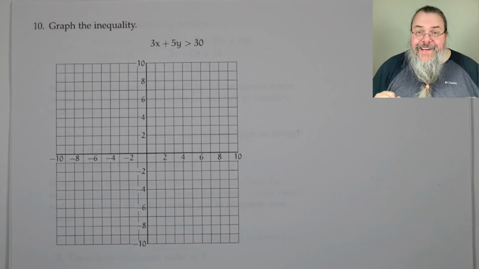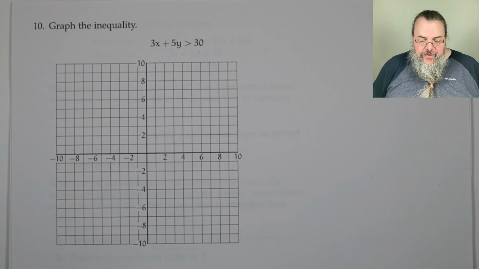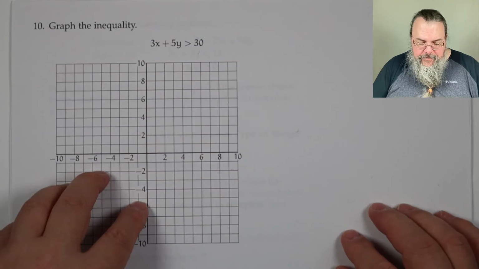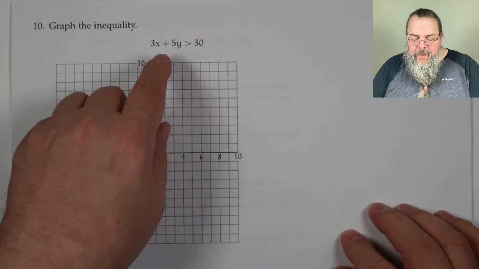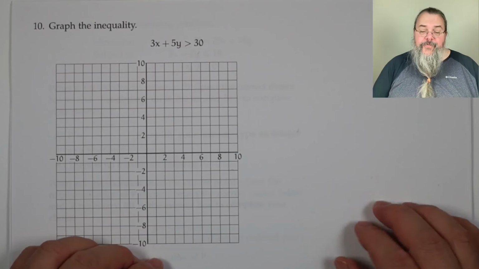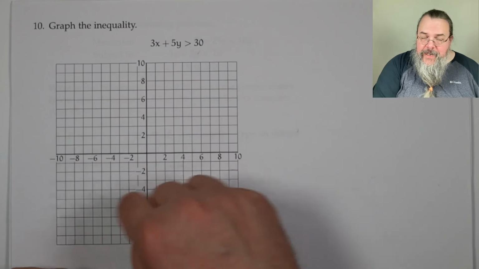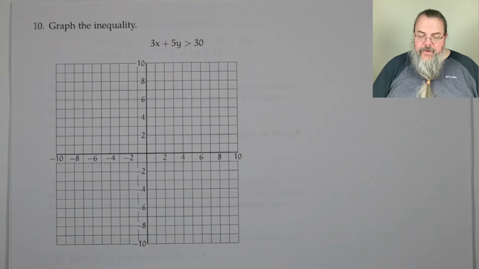Number 10, graph the inequality. So here we have a nice grid given to us. We are told 3x plus 5y is greater than 30. So first off, where do we start? Well, we start by saying let's find some points, and I recommend find where you hit the axes. Those tend to be pretty simple points.